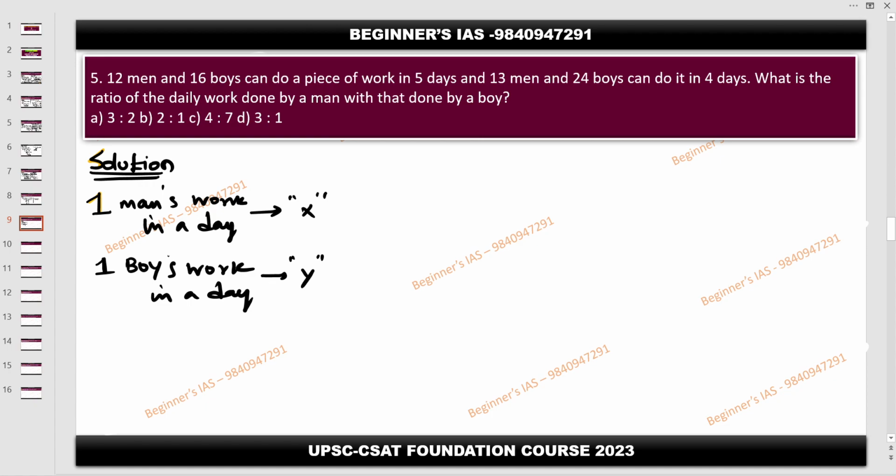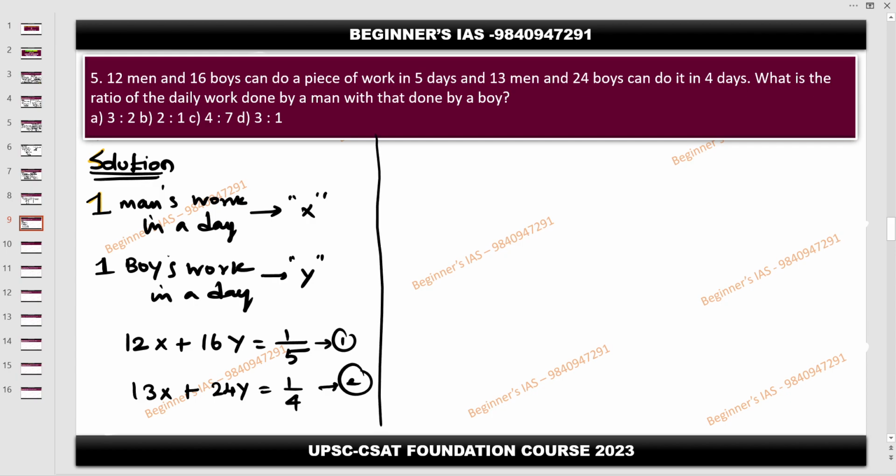So find the 1 day work. Therefore 12 men plus 16 boys, 1 day work is nothing but 1 by 5. Then 13 men plus 24 boys, 1 day work is nothing but 1 by 4. After finding this, just find X and Y. Simple. Now we need to eliminate, so I am going to use the elimination method. Let me multiply the first equation by 3, just making the y coefficient the same. So 36x plus 48y is equal to 3 by 5.